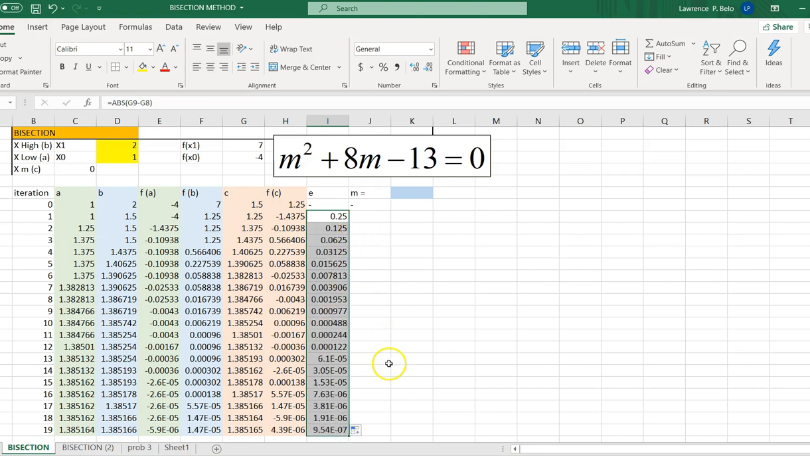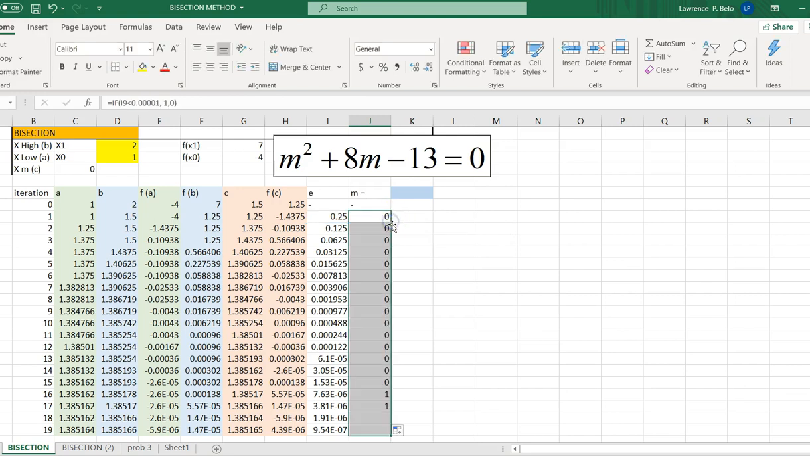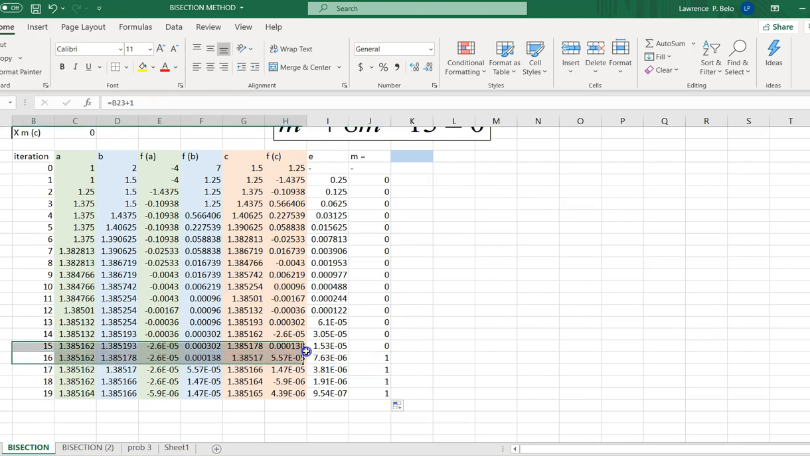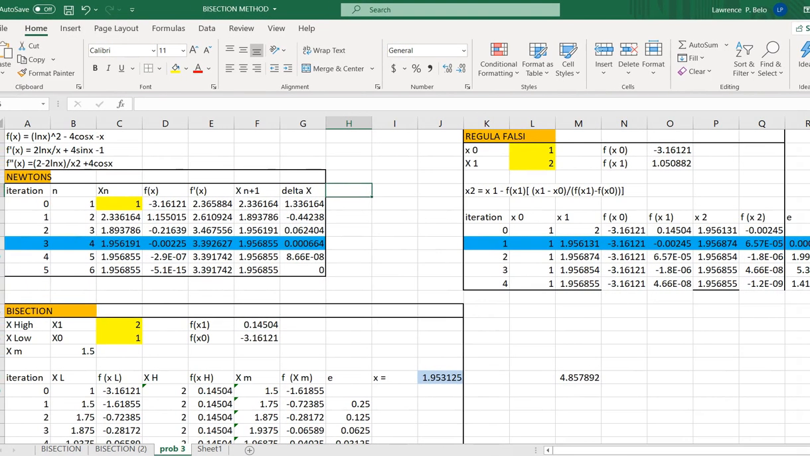So if the error is less than the 5th decimal place, so that means it should be the 6th decimal place that's different. So what I would do is say if this column is less than 0.00001, the 4th decimal place is exact, it's the 5th decimal place that changes. If it's less than that, say 1, otherwise 0. So let's drag this. Okay, so that means it's this 16th iteration for me to get to my desired answer. So that means this one, it's easy. The answer should be that one. So if I ask you, how many iterations? 16th iteration.